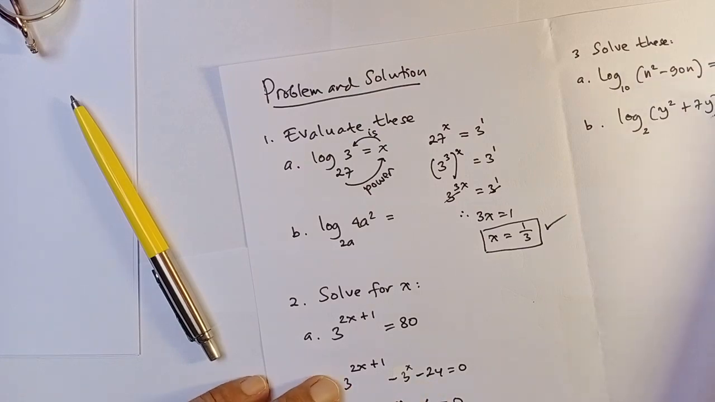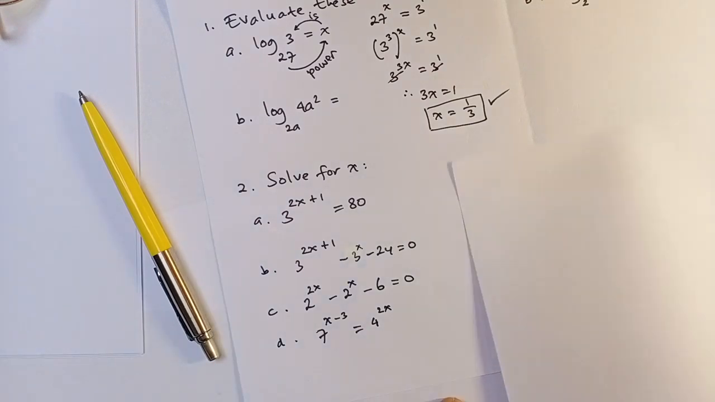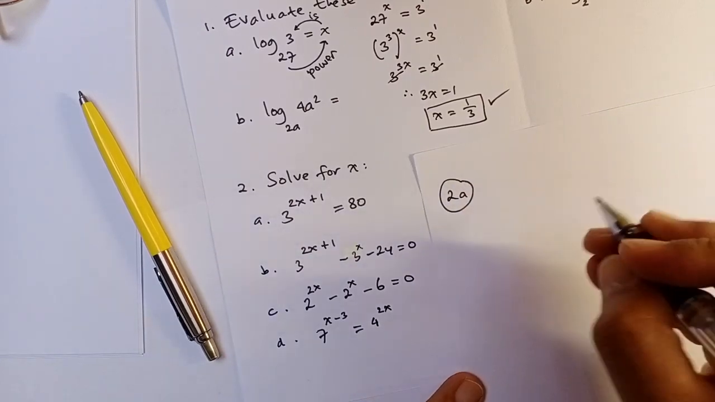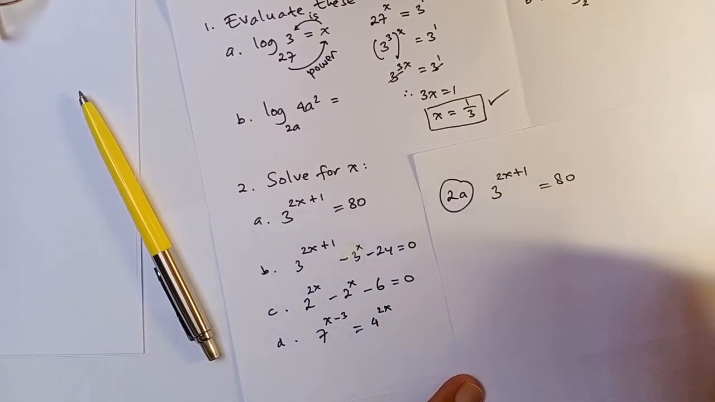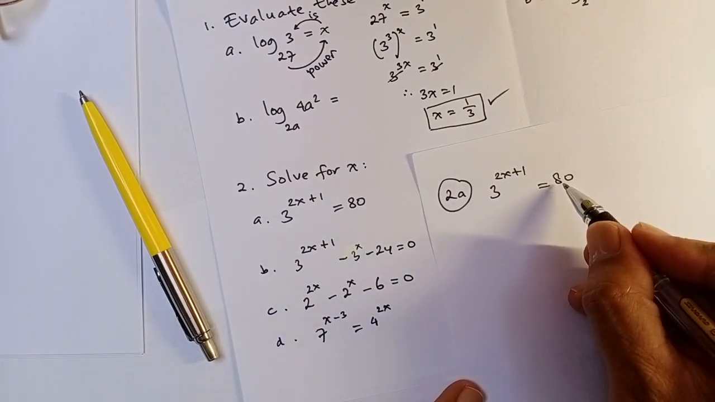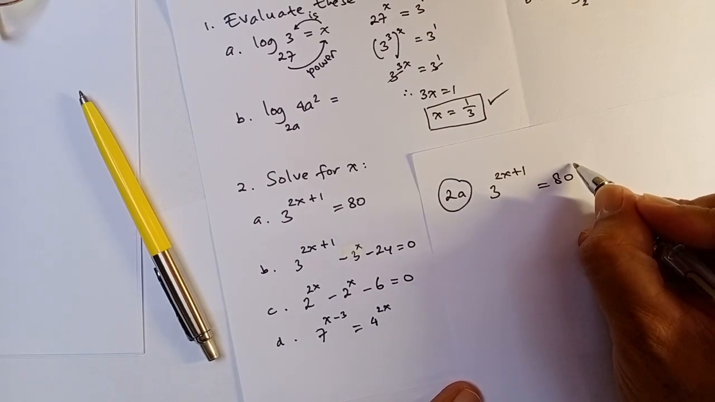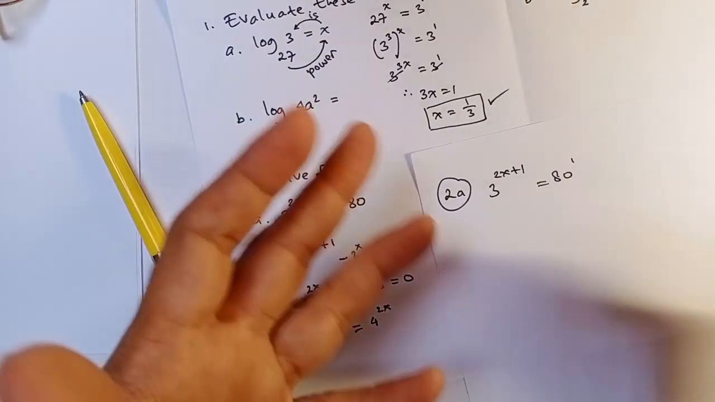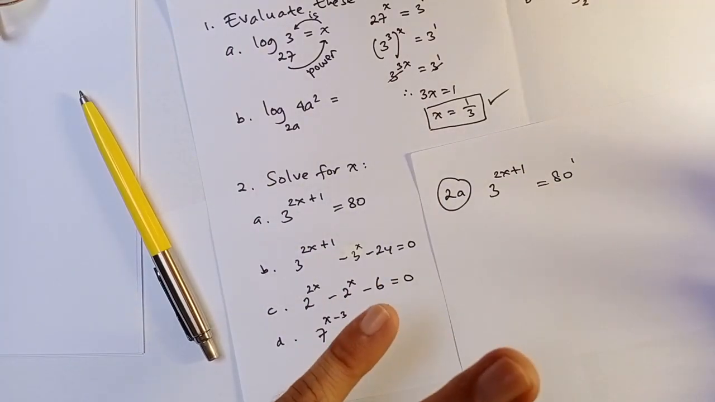Now we move to question number 2. Now for question number 2, this is the problem for question number 2, or number 2a. Okay, 2a, you have 3 power of 2x plus 1 equal 80. Look, you cannot write 80 as 3 power somethings. This is the base 3. 80 is 80 to the power of 1. So you cannot change the 80 as what number, power what number.